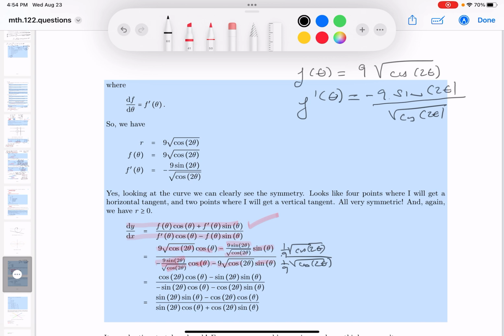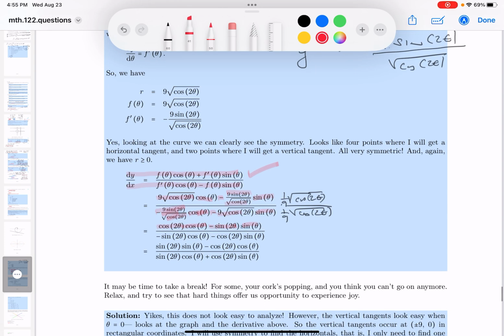All right? So what are you going to get? Well, if you do the top, you'll certainly get cosine 2 theta, because the root of cosine 2 theta times the root of cosine 2 theta is the root of cosine 2 theta. The 9 disappears, and then we get the cosine theta. We get a minus sign. And then that fraction disappears, the 9 disappears. So we get sine 2 theta, sine theta. We'll take care of this later, by the way. Let's keep going. Let's go to the bottom.